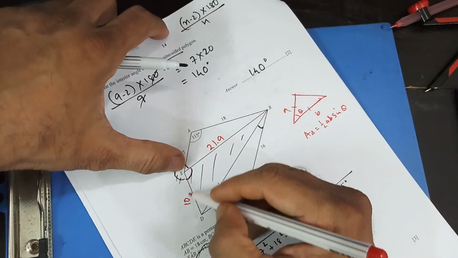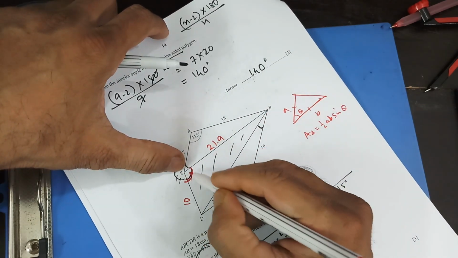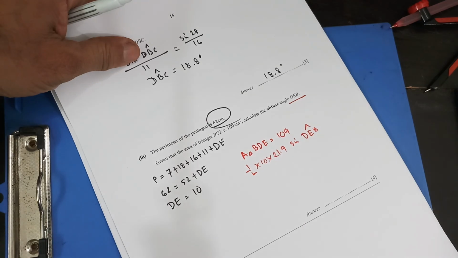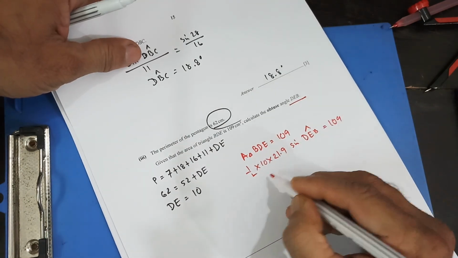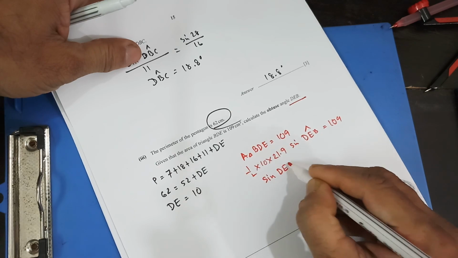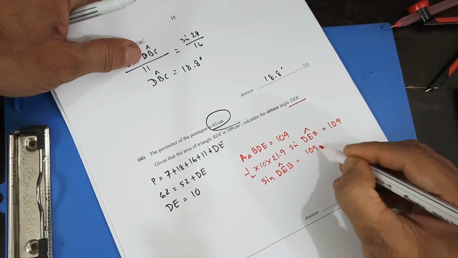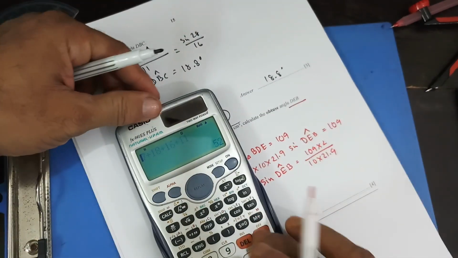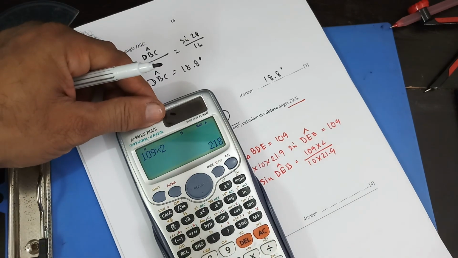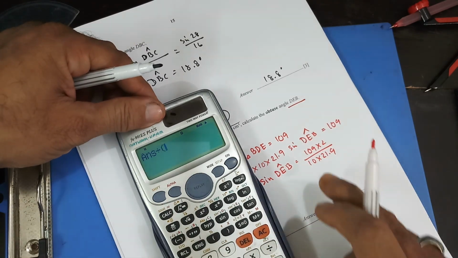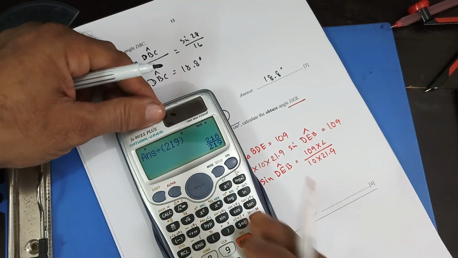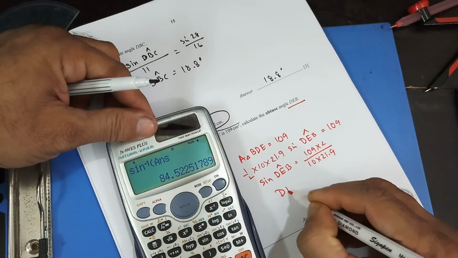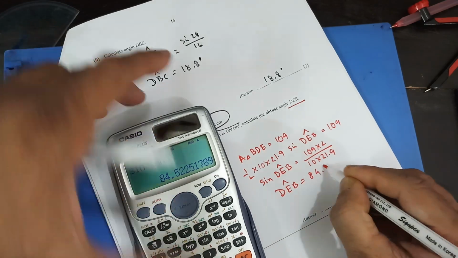Okay, we know this area. So half times 10 times 21.9 times sine of this angle, which we want to find out, equals 109. So sine DEB equals 109 times 2 divided by 10 times 21.9. So what do we get here? 109 times 2 is 218, divided by 10 times 21.9, that is 219. Then the sine inverse of that gives DEB equal to 84.5 degrees.